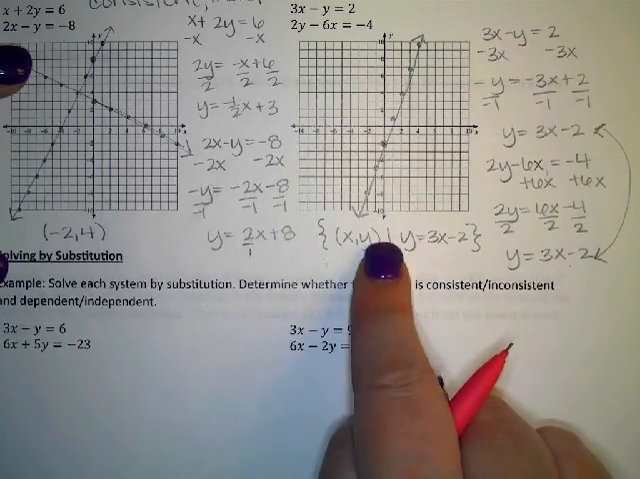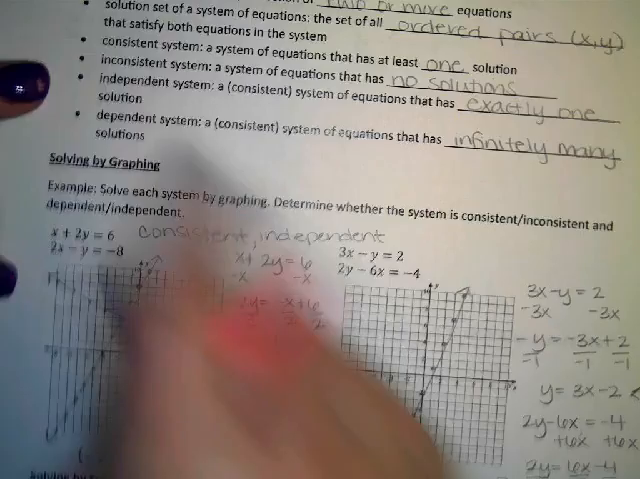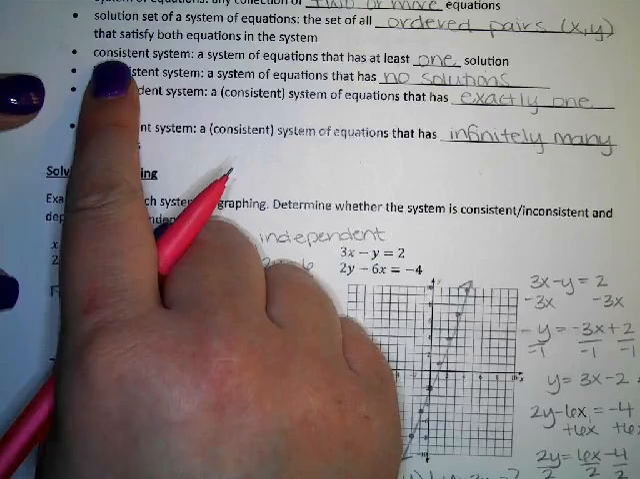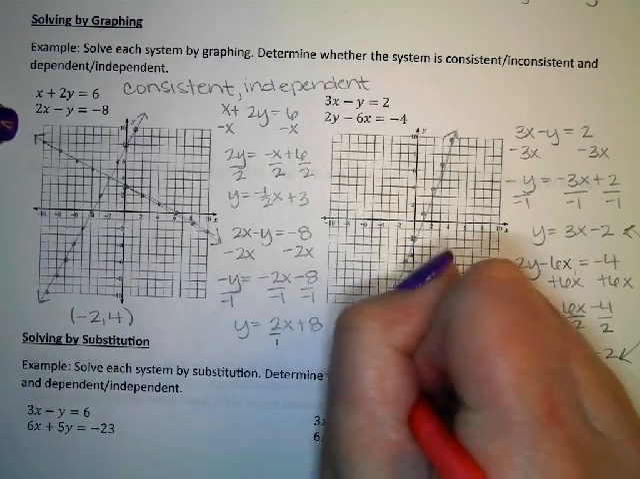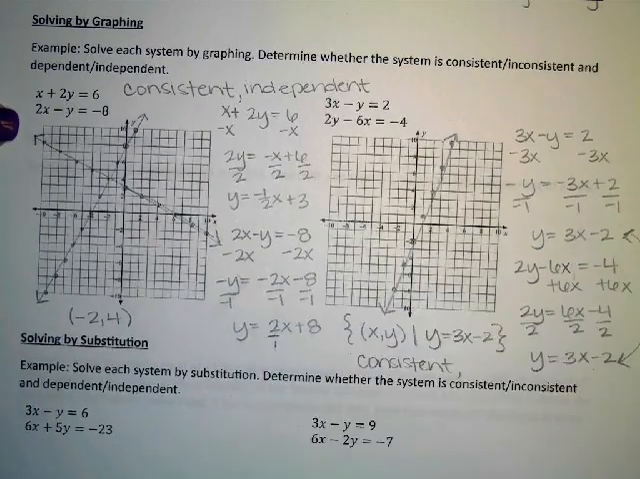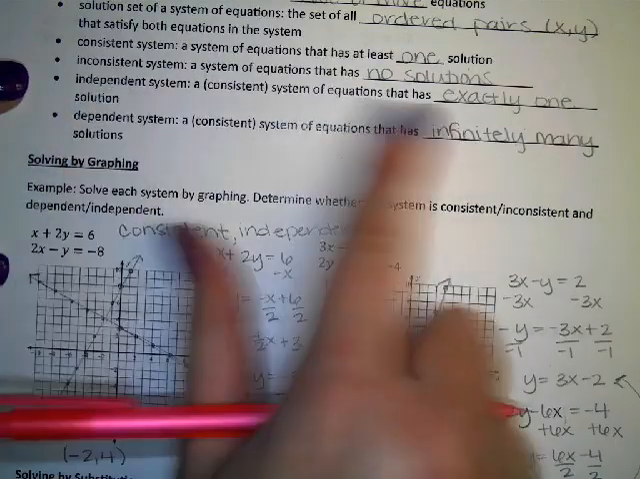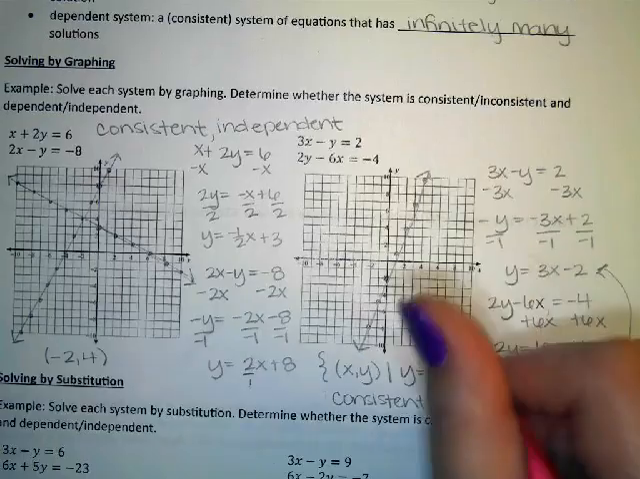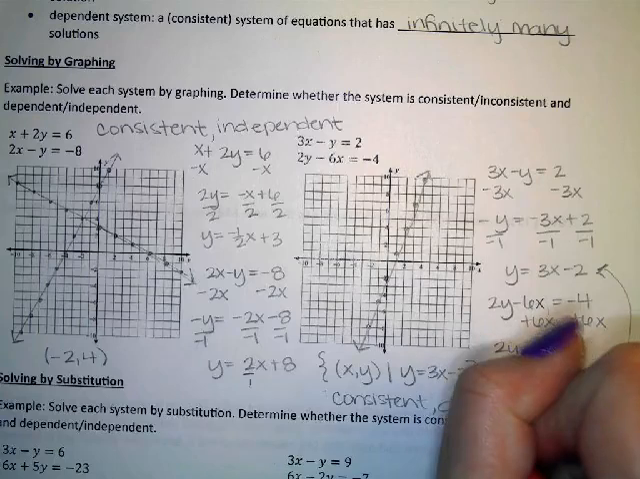Okay, so let's go back up here. Consistent versus inconsistent. A consistent system has at least one solution, and we have infinitely many. So we're going to say this is a consistent system. It has at least one solution. And then here, independent if it has exactly one solution, dependent if it has infinitely many solutions, which is the case here. So this is a dependent system.